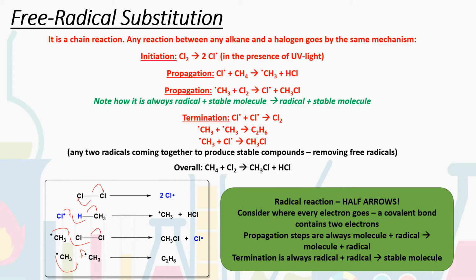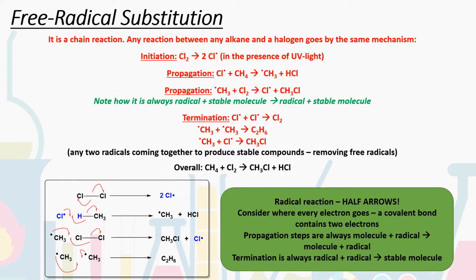Our second propagation step is very similar. We have an arrow from our CH3 radical meeting with an arrow which comes from the centre of our Cl-Cl bond and ends up meeting with that CH3 radical. And then the other electron in that Cl-Cl bond has to go onto the other chlorine atom. Note that these are still all half arrows for 1 electron movement.